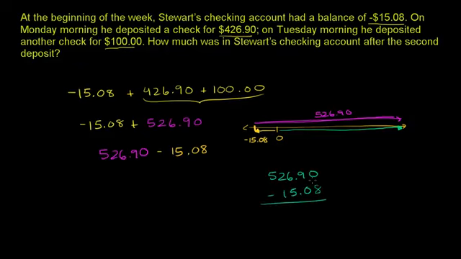$15.08. Let's see, 0 is less than 8. Let's make that a 10 and borrow from this 9. So that becomes an 8, or I guess you could say we're regrouping. And now everything up here is larger than everything there. So 10 minus 8 is 2. 8 minus 0 is 8. We have our decimal. 6 minus 5 is 1. 2 minus 1 is 1. And then you have 5 minus nothing. So he is left with $511.82 after his second deposit.